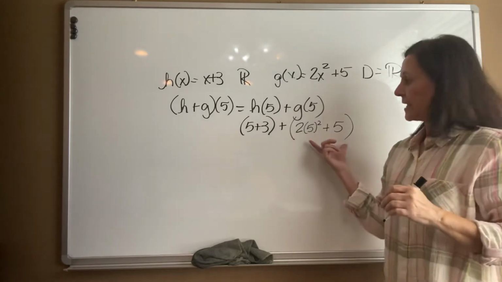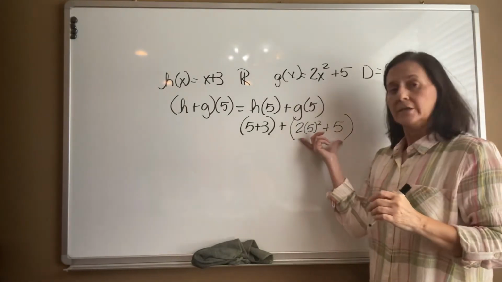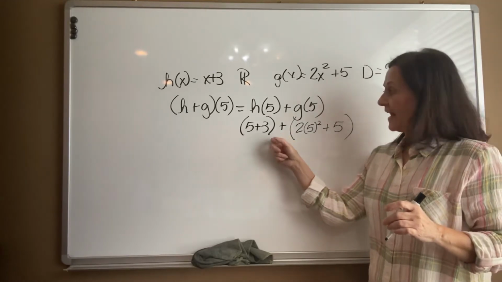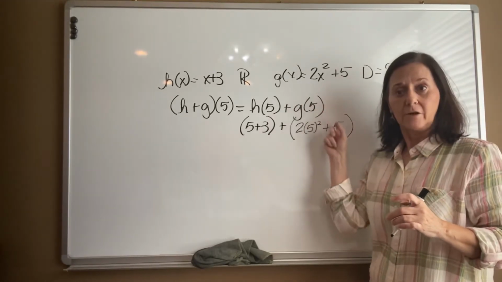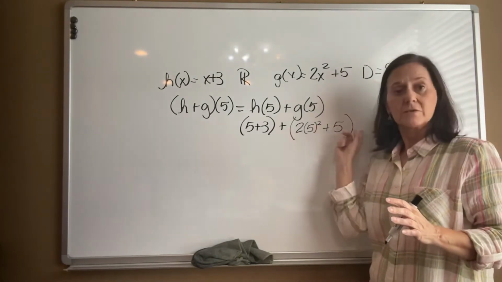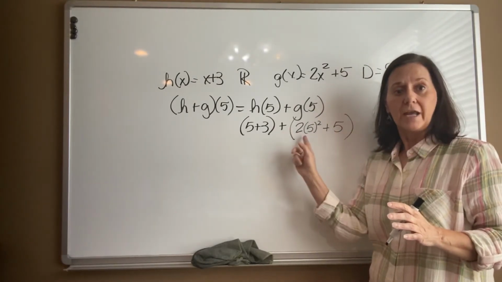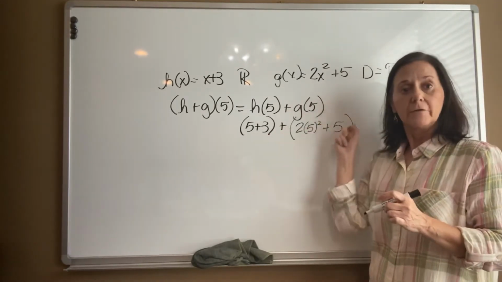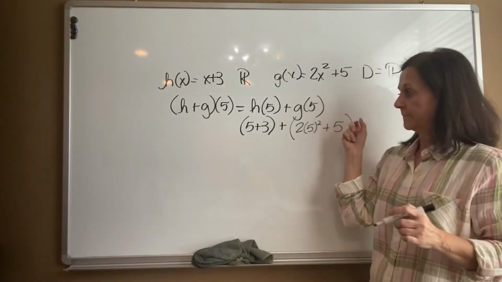Why do I put this second function in parentheses? Because if this was a negative, then that negative would be distributed to both terms. When we're adding functions, the sign doesn't change. But if we were subtracting, that negative would be distributed to both of the terms for that function.